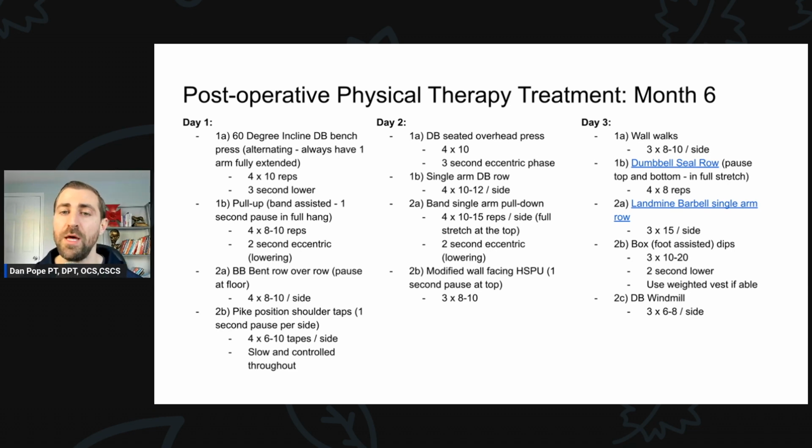On day 3, we have wall walks. So think about our progression that we've started with. So we started with a plank position shoulder tap. We worked towards a crawl. Now we're doing a wall walk. So we're just kind of sequentially increasing the stress on the shoulder, working our way back to things like handstand walking, right? Going to superset that with a dumbbell seal row. This day, we also have a landmine barbell single arm row.